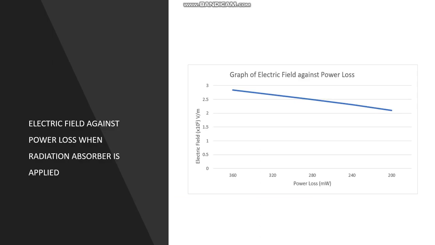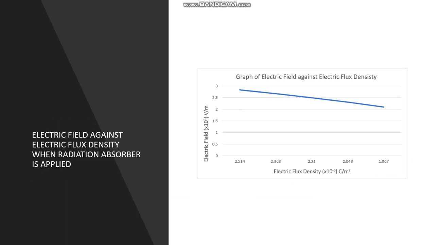With all of the data we have in the table, we can plot the graph of electric field against power loss when the radiation absorber is applied. From this graph, we can see that the electric field is directly proportional to the power loss. When the electric field decreases, the power loss also decreases. Secondly, we also plot the graph of electric field against electric flux density when the radiation absorber is applied. The electric field is again directly proportional to the electric flux density. When there is a decrease in the electric flux density, there is also a decrease in the electric field.